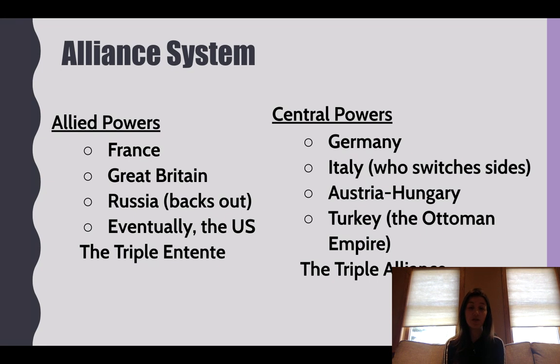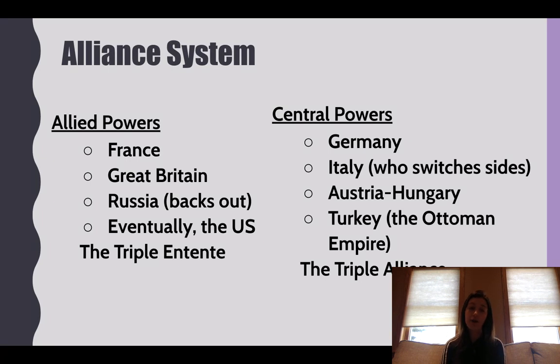Now, it's important to note that all of these countries had little mini countries that were also supporting one alliance system or the other. We're looking at the big players here, right? So the Allied powers include France, Great Britain, at the start of the war Russia, who eventually backs out of the war because there's a revolution going on there, and eventually the United States also joins the Allied powers.